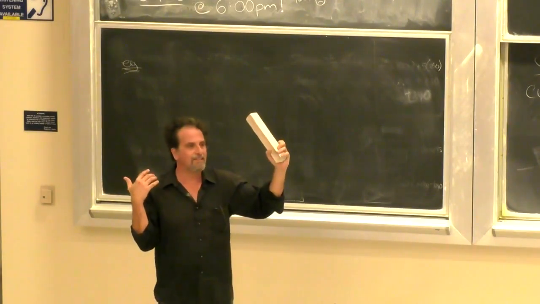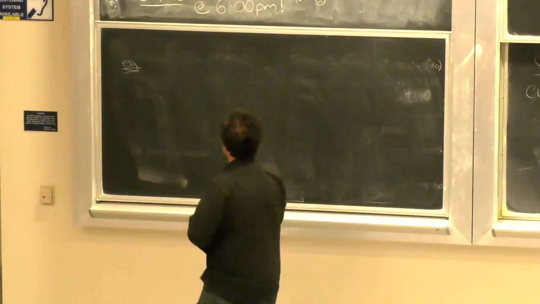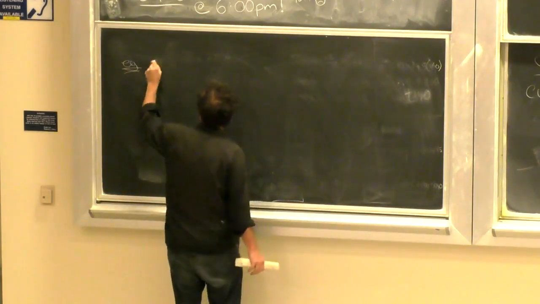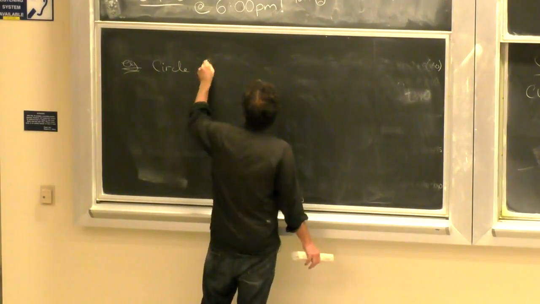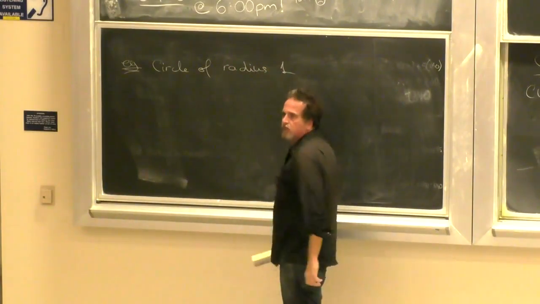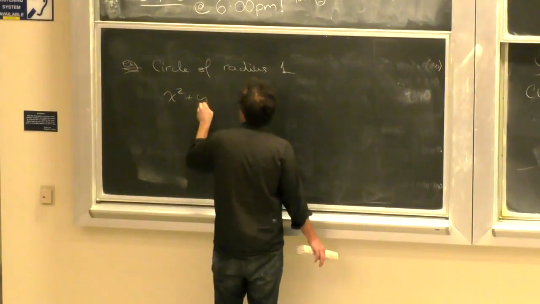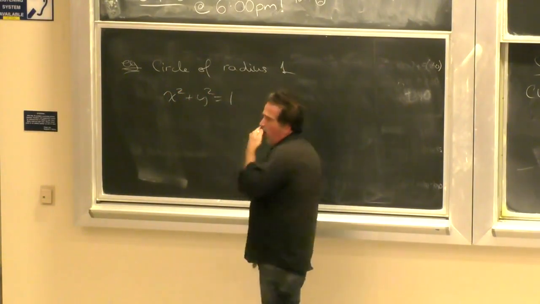What's that? The circle, right? The circle is the most common one. So, e.g., the circle of radius 1, for example, right? And we know what that is. X squared plus y squared equals 1.